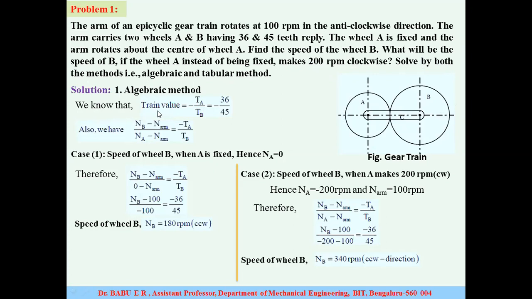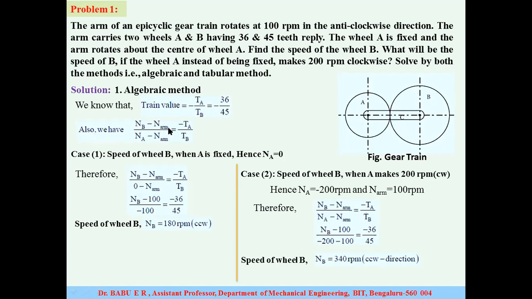We know the train value, which is the reciprocal of the velocity ratio, defined as the ratio of the number of teeth on the driving to the number of teeth on the driven member. So it is TA by TB. When you rotate in the clockwise direction, the other rotates in the counterclockwise direction. So it is minus TA by TB, which equals the number of teeth on gear A, 36, over the number of teeth on gear B, 45.